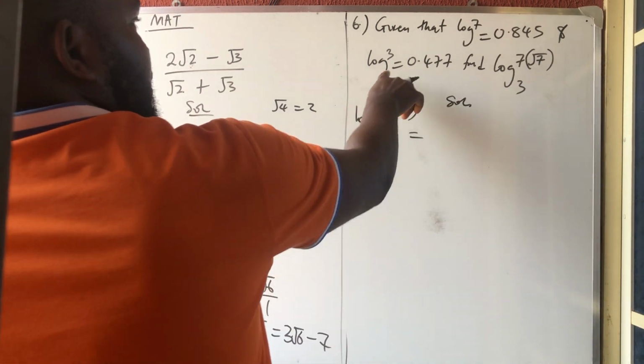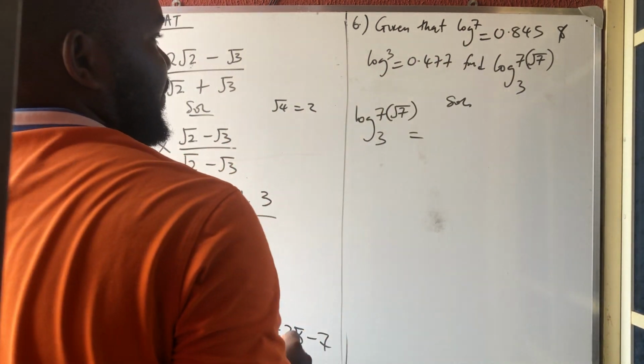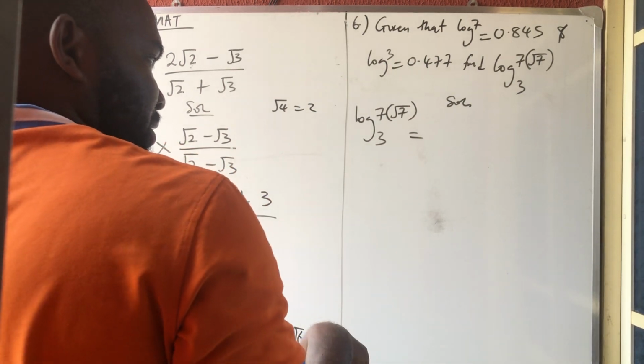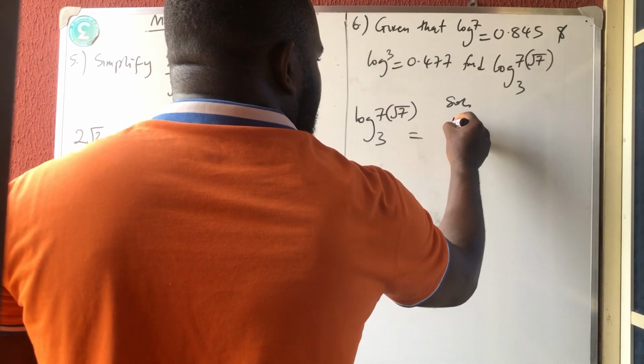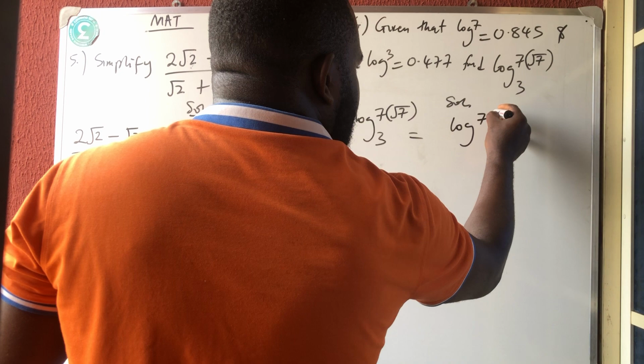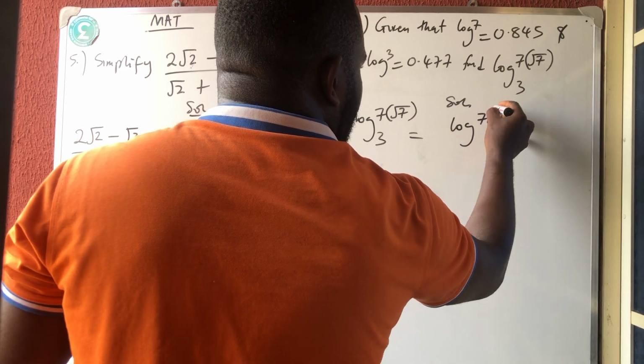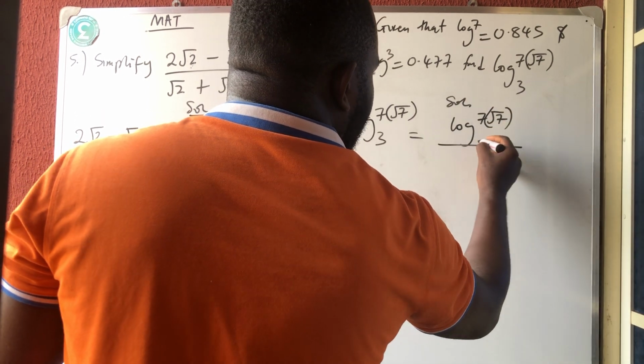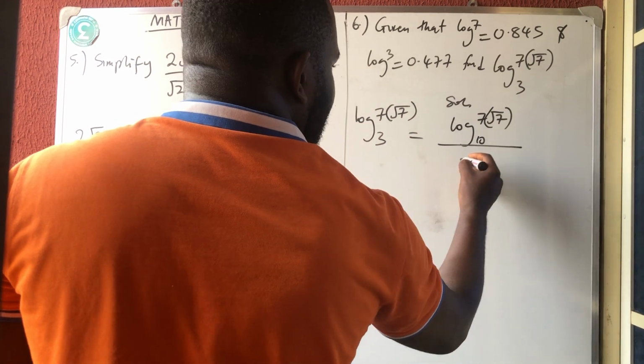Now, their own is in base 10 and my own is in base 3. If I want to bring in that base 10 that they have, I will have log the one up, which is root 7, base 10, all over the one down.